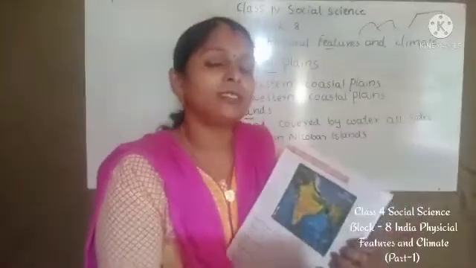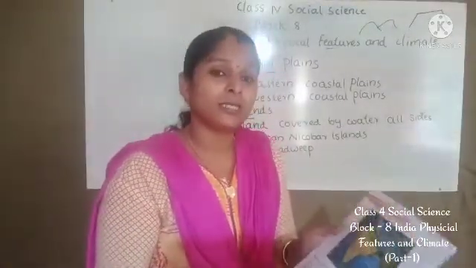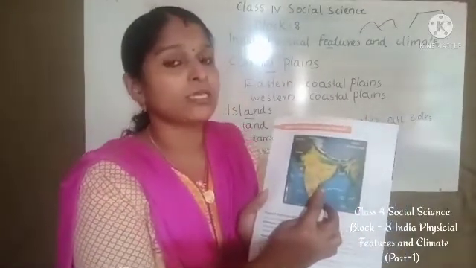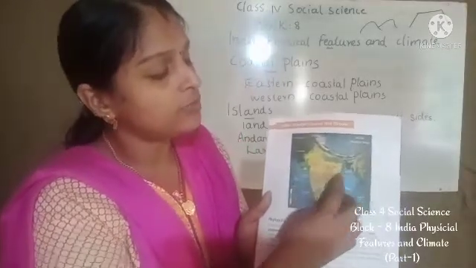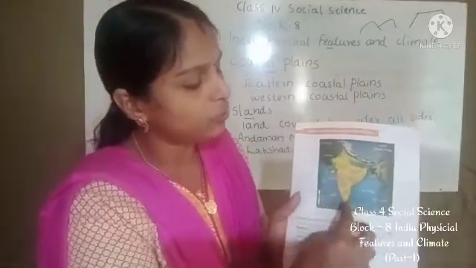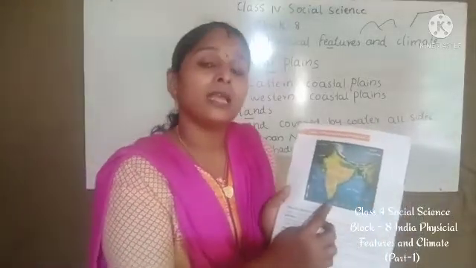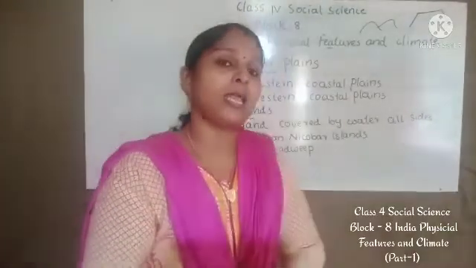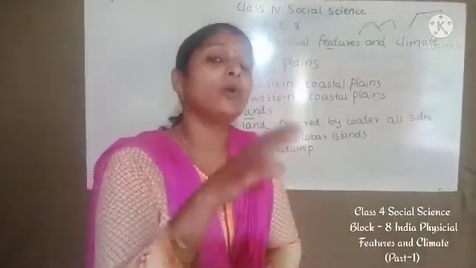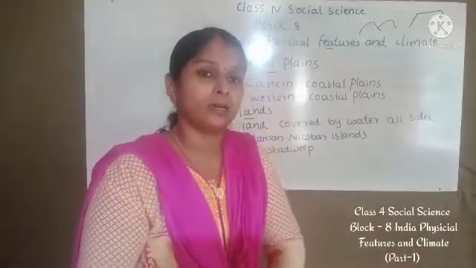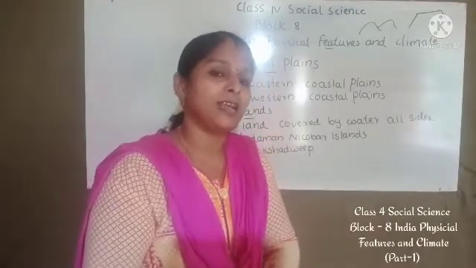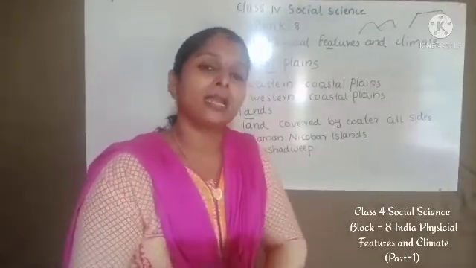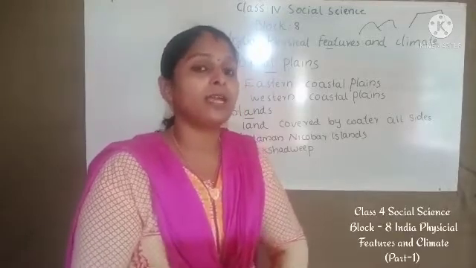Next we studied coastal plains. Two coastal plains are there, eastern coastal plains and western coastal plains. This green colored area on the two borders of India is the eastern coastal plains and western coastal plains. And last we studied islands. Islands are land with water on all sides. There are two island groups in India, Andaman and Nicobar Islands in the Bay of Bengal and Lakshadweep in the Arabian Sea. Okay, so this much only we have to study today.